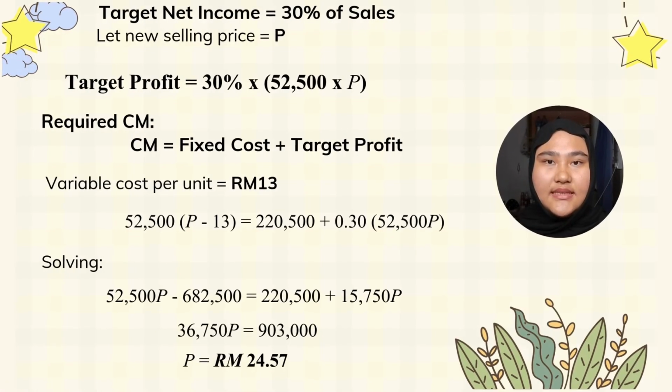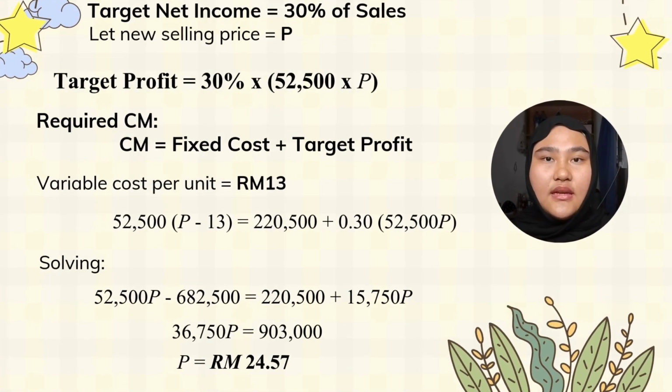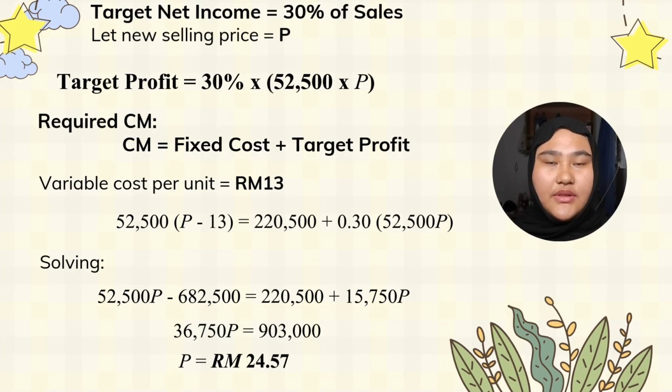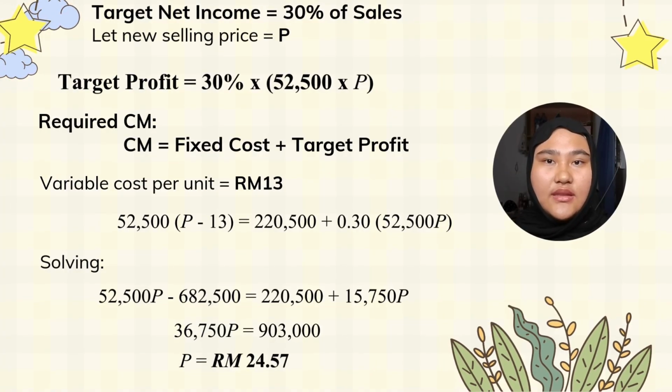The company sells 52,500 units. The variable cost is 13 ringgit per unit and fixed costs are 220,500 ringgit. Since the number of units cannot increase, the company must increase the selling price to earn more profit. The target profit is 30% of sales and the new selling price is called P. Using the contribution margin method, the equation is 52,500 multiplied by (P minus 13) equals 220,500 plus 30% of 52,500 multiplied by P.